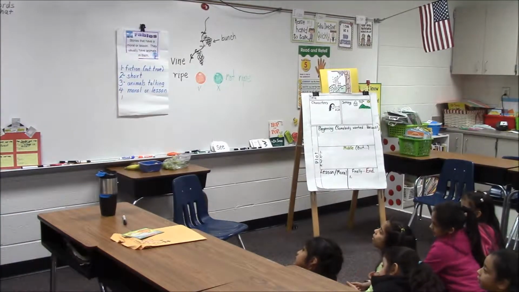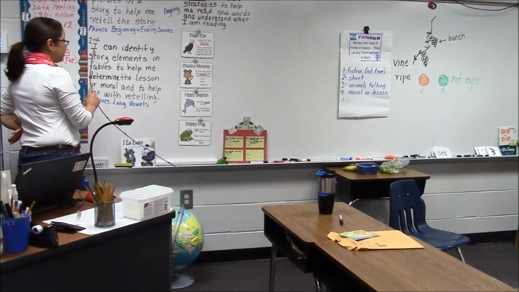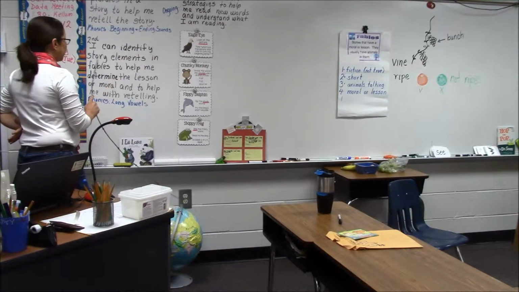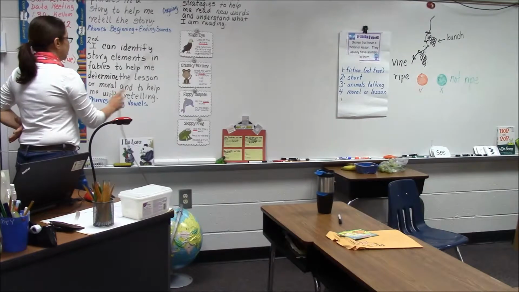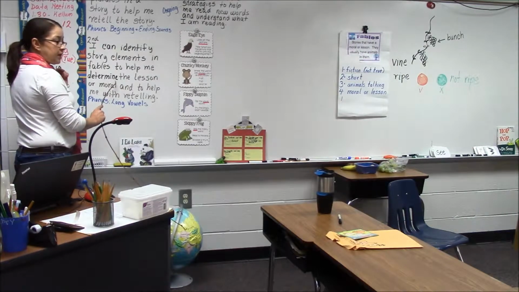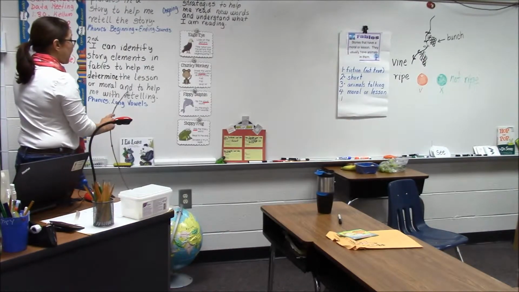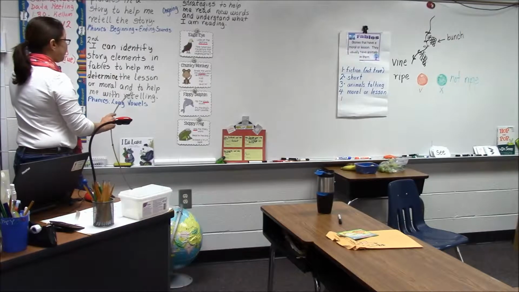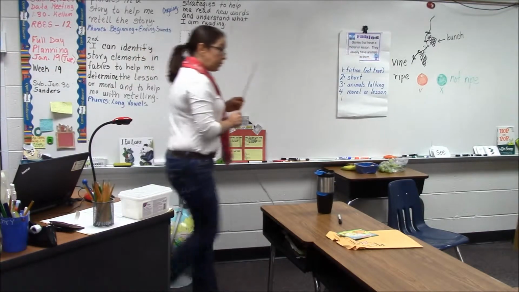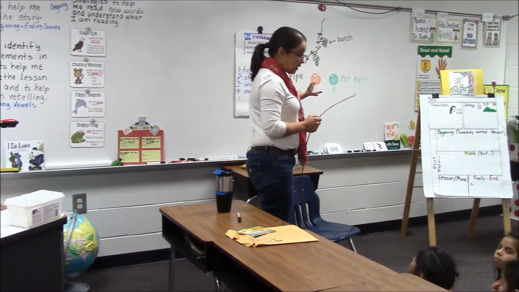But first, let's see what we need to be able to do and what you will do after learning our lesson. Let's read the I cans. I can identify story elements in fables to help me determine the lesson or moral and to help me with retelling. That's a lot of words, but we know what it means, right? That we need to be able to tell those stories the same way people used to tell them a long time ago so that we can understand what's happening in the story.